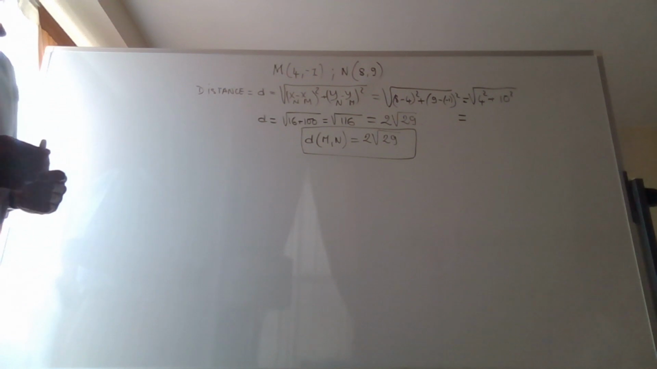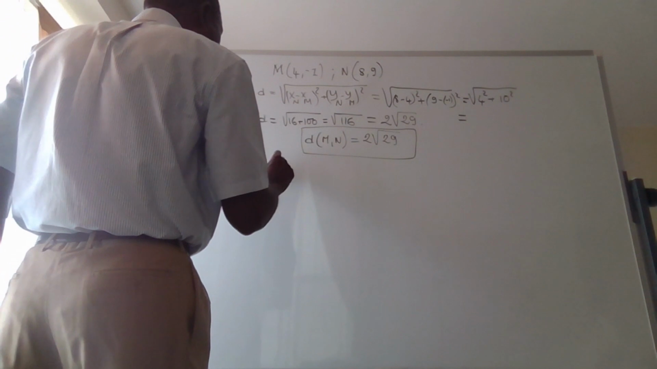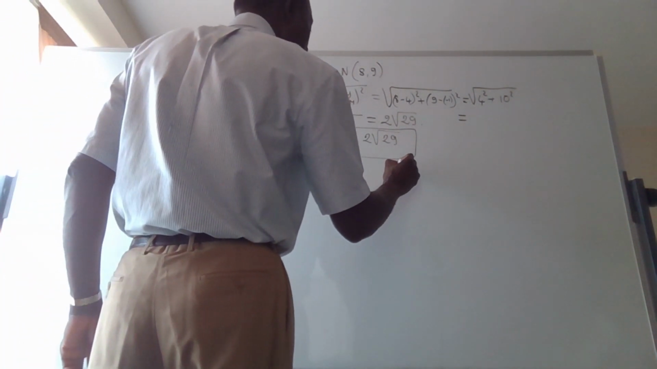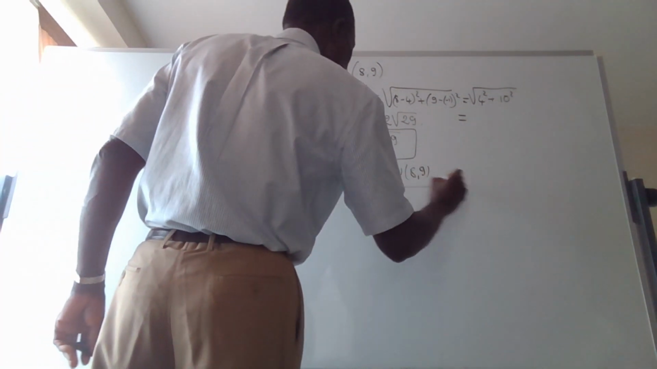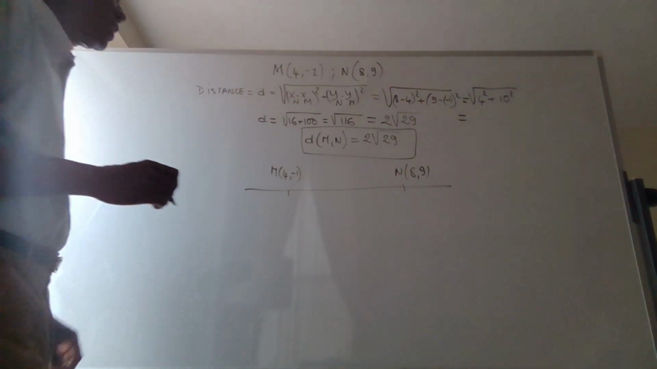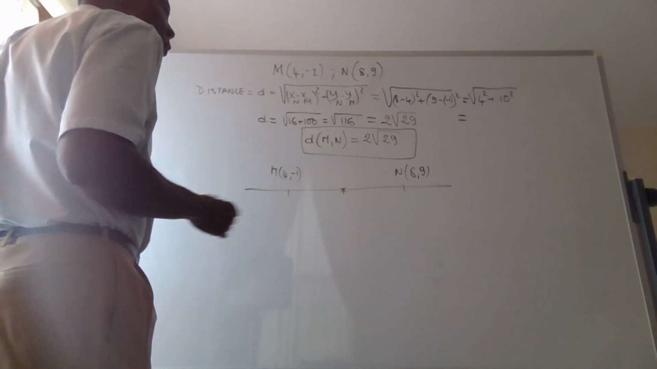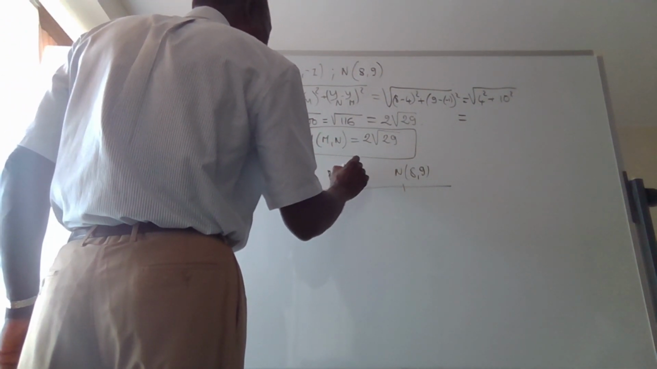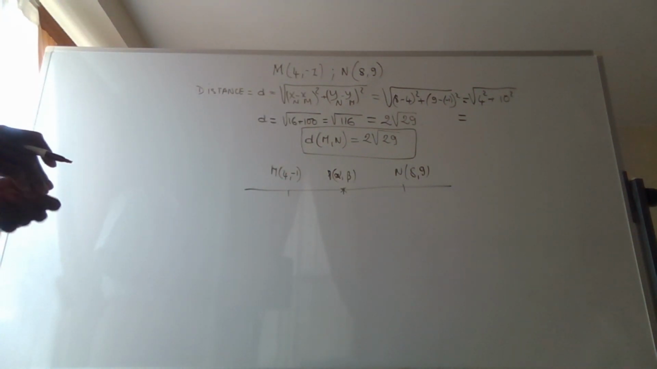Now we've been asked to find the coordinates of the midpoint between point M and N. So you can draw point M at (4, -1) and point N at (8, 9), and those two points can be joined by a line. We've been asked to find the midpoint, that is the point in the middle here. I call it point P, with coordinates alpha and beta. So P is the midpoint.